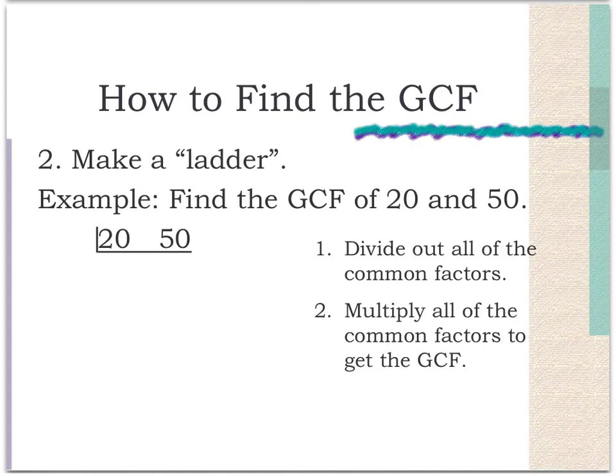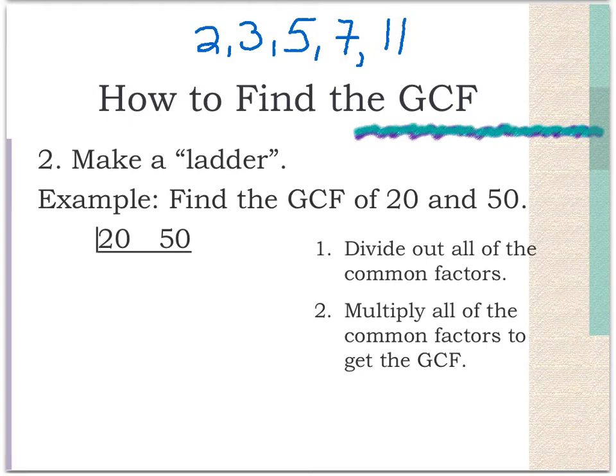So here's what we need to do. We need to make our ladder first. So I'm going to make my ladder. I'm going to put in the 2 numbers. I'm going to put in 20 and 50, and then I'm going to create my ladder. And now I'm going to work with prime numbers again. I must select the prime numbers. So up here I'll write down 2 to try, 3, 5, 7, and 11. And we'll try those prime numbers.